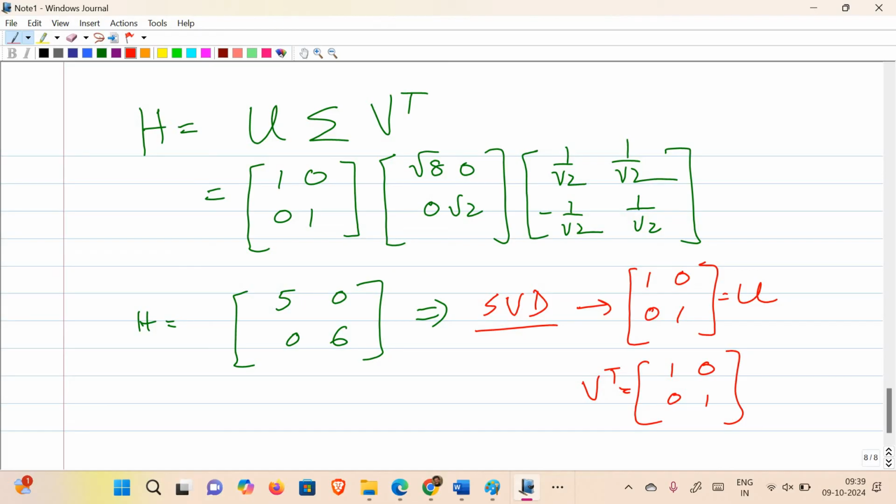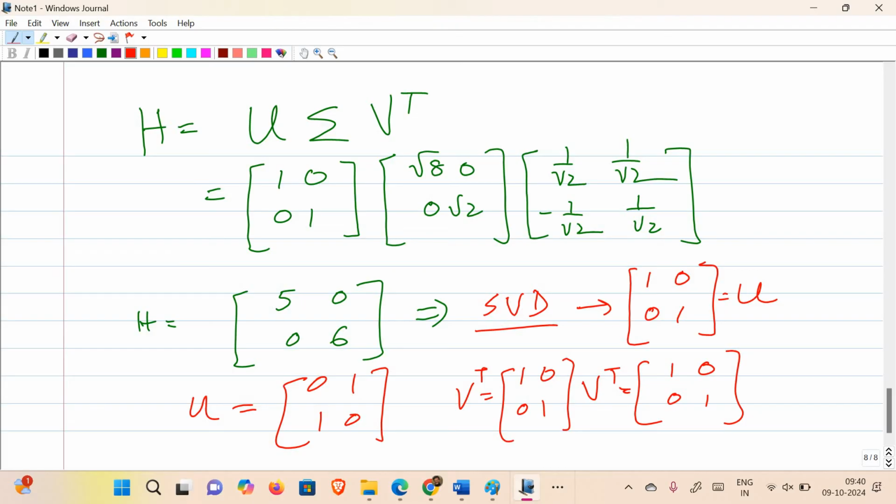Or you can change the position of zeros and ones. I'm not saying you have to follow the identity matrix. Someone might choose 0, 1, 1, 0 as U, and for V transpose something like 0, 1, 1, 0. In that case also you have to find out what your capital sigma should be, because the final outcome should be this. So you can understand that this is the problem with the intuitive method of finding the decomposition.